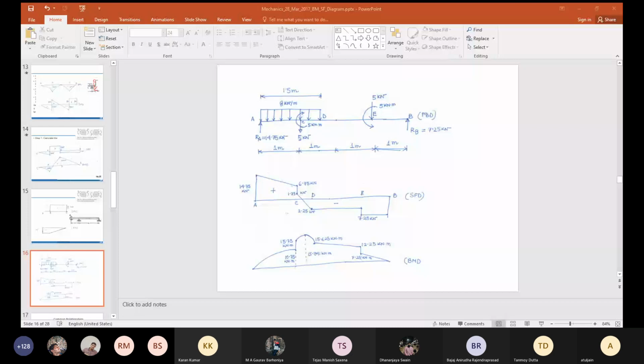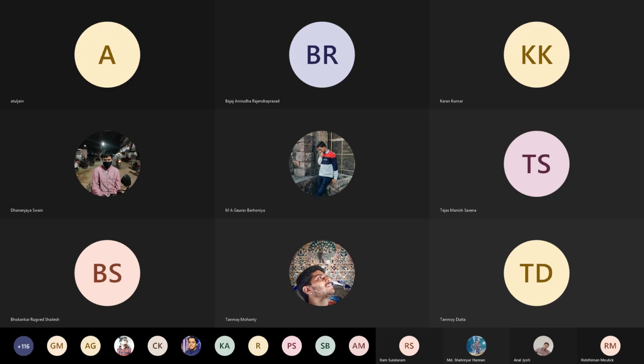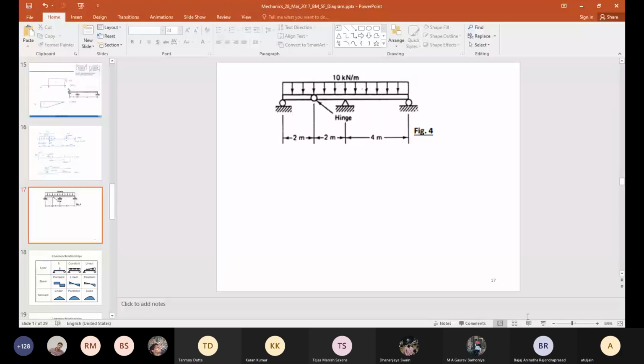Now the last topic that we have to discuss in this is what is known as hinge joints. This is the last variant of problem that we have to discuss. This is question number 4. That is the last type of question. Okay, is this visible?